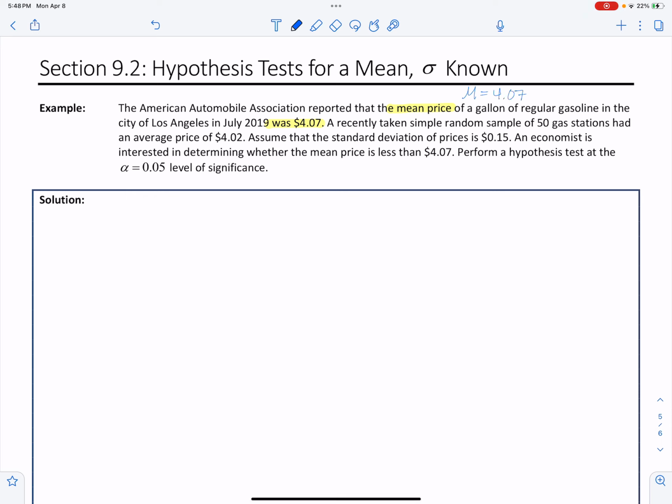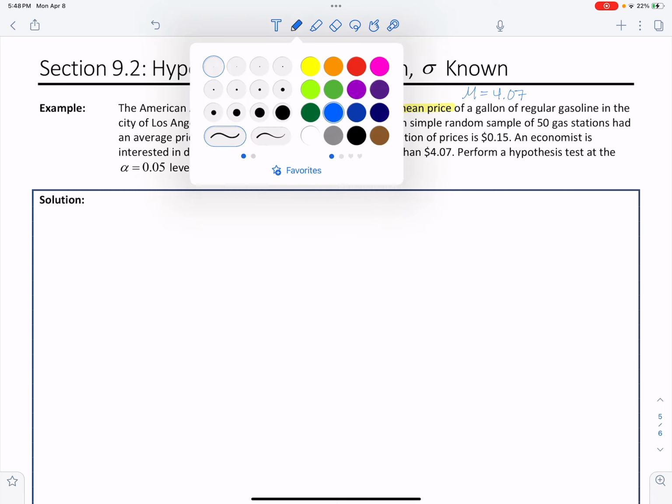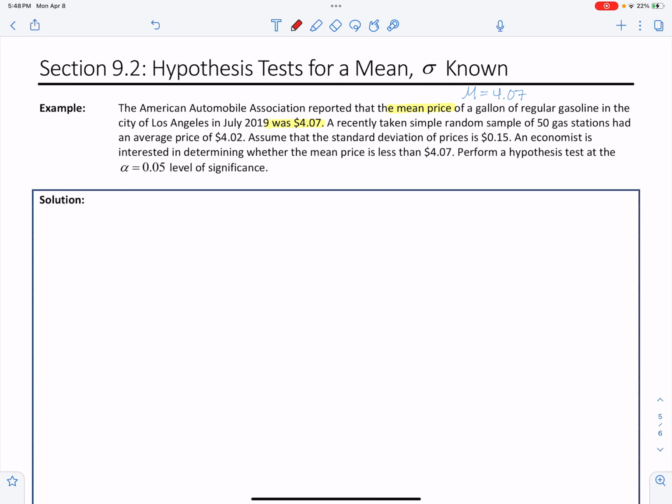All right, we have some sample data to look at here. A sample was taken of 50 gas stations. The average for that sample, so a sample mean, is X bar, $4.02. And we have an overall standard deviation, not for the sample, but in general. So this is a value of sigma at 15 cents.